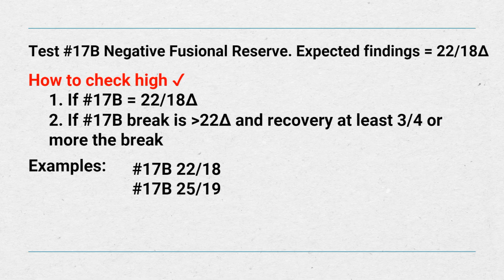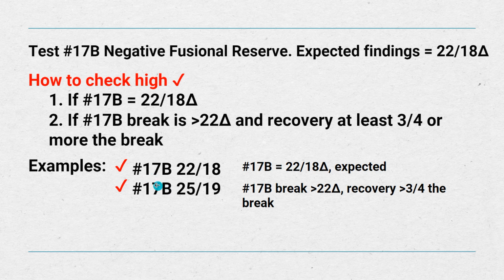And then for the test number 17B, or the negative fusional reserve, not expected findings nga, 22 over 18. So, how do we check for high? If number 17B is equal to the expected finding, if number 17B is more than the 22, and recovery is at least 3/4 or more the break. So for example, ang kaning sa first given is equal to the expected, so check high.